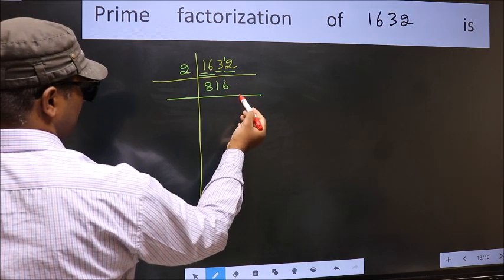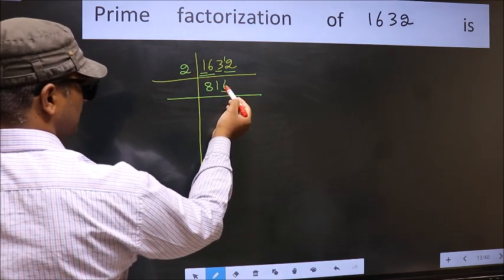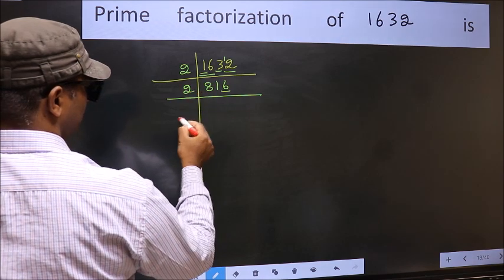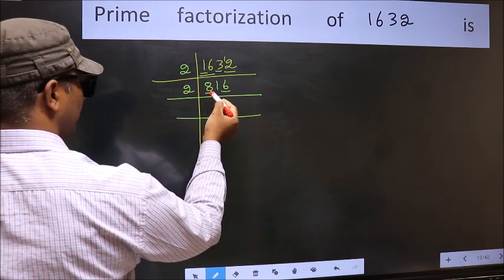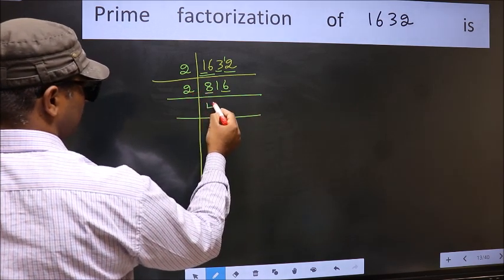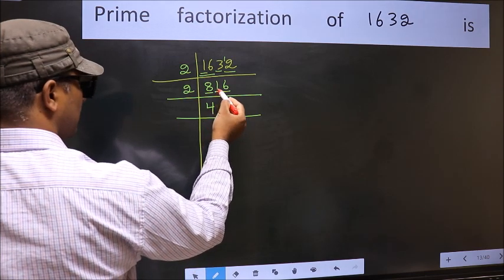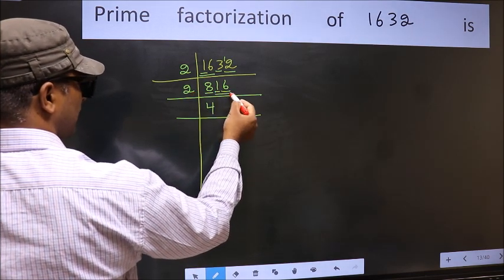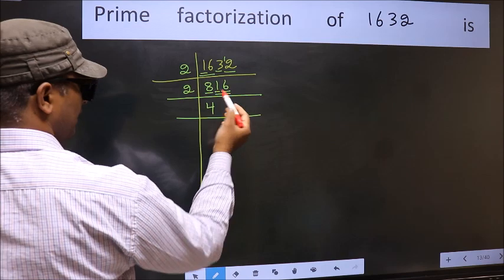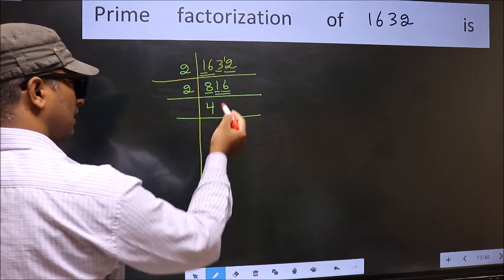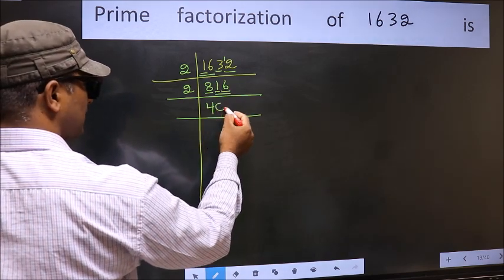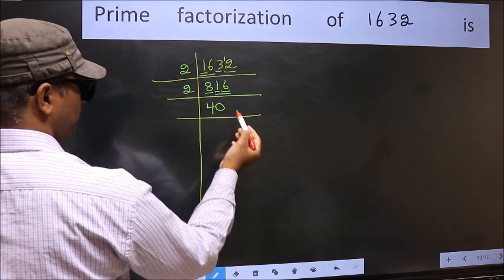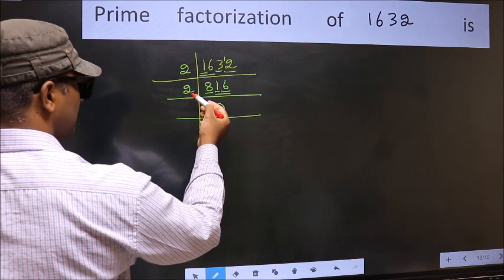2 6s are 12. Now the last digit 6 is even, so take 2. First number 8, when do we get 8 in the 2 table? 2 4s are 8. The other number 1 is smaller than 2, so take 2 numbers, 16. Remember, whenever you are taking 2 numbers, compulsory put 0. Now 16, when do we get 16 in the 2 table?